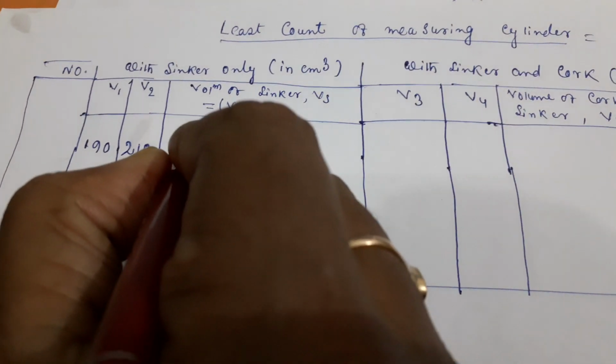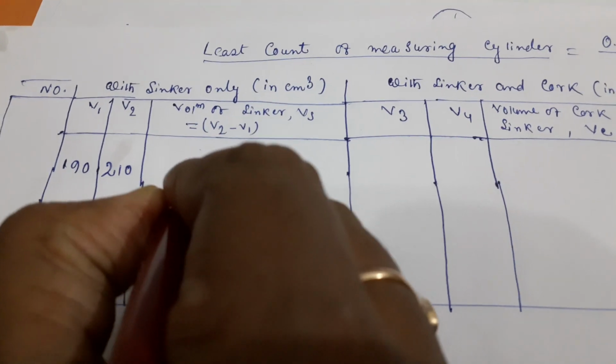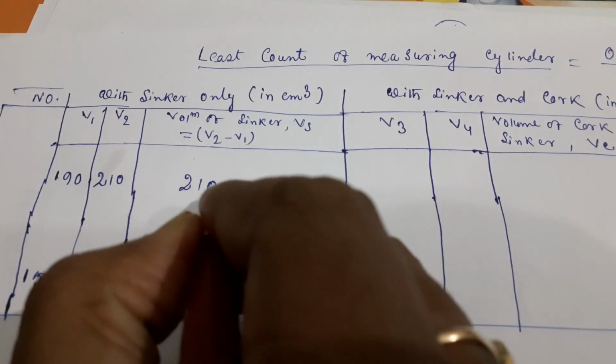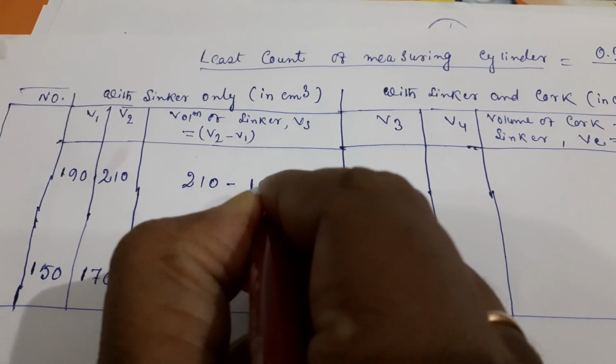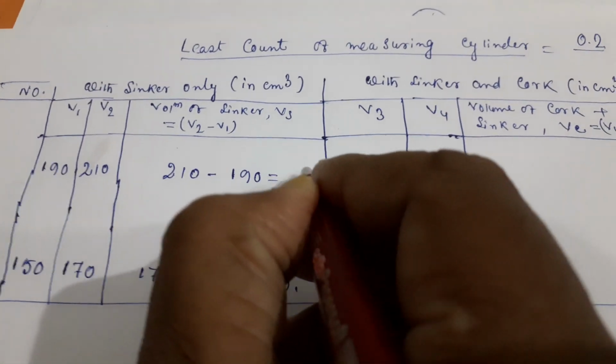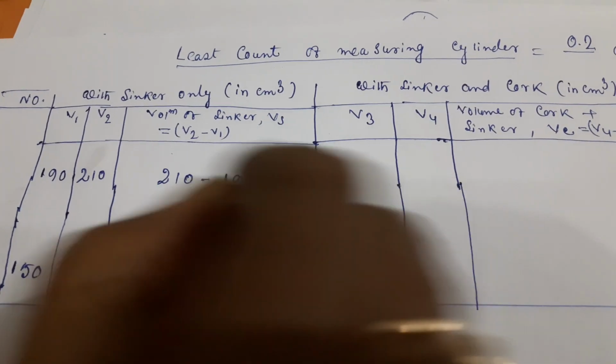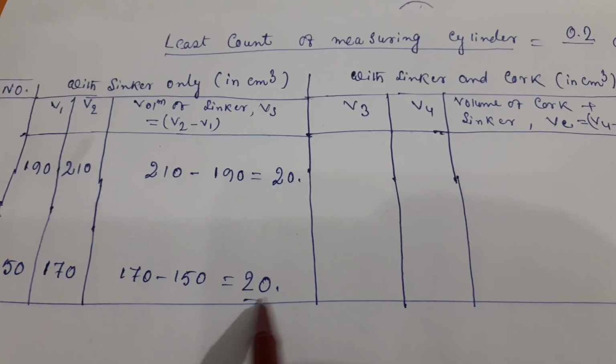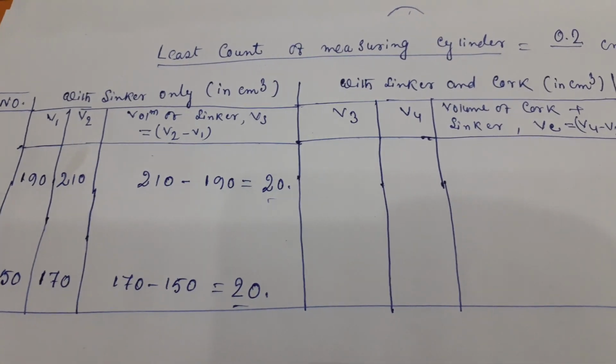Clear? So if you calculate V2 minus V1, then what will come? That is 210 minus 190, that means 20 is coming in this case also. Here also 20, here also 20.